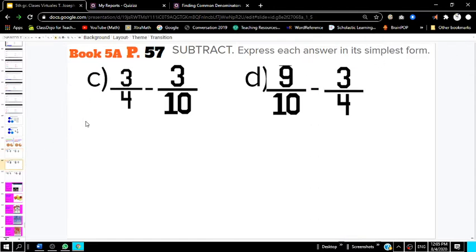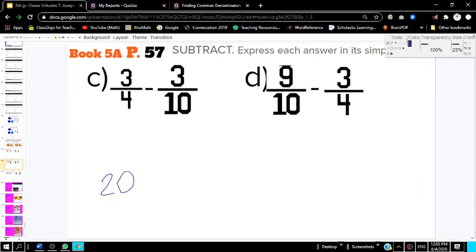Letter C says 3/4 minus 3/10. Try to see if you can figure out the common denominator with both of those fractions, and we'll come back and see if you did it correctly. All right, what was the common denominator that you came up with in both fractions? Well, if you came up with 20, you got it correct.